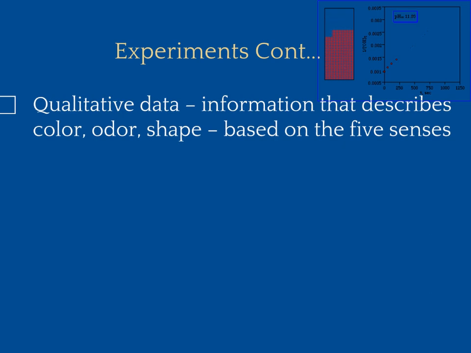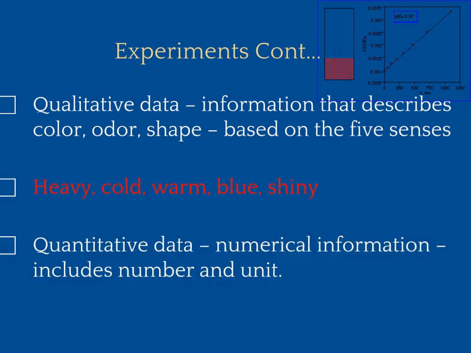What do you think the other type of data is going to be? Quantitative data. And it's going to give us what? Numbers, right? Quantitative, it's going to give us a quantity. So that's the one that's going to give us numbers. Sorry, I forgot about the examples there. Heavy, cold, warm, blue, shiny. Those would be qualitative.